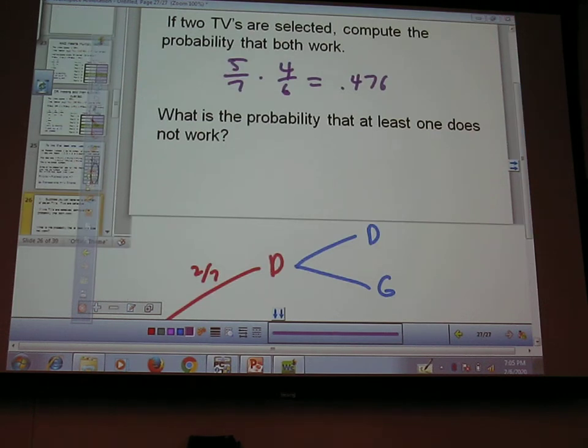find the probability that at least 1 does not work. This is why I didn't want you wasting forever on this problem. You guys spent way too much time on this problem. At least 1 does not work.